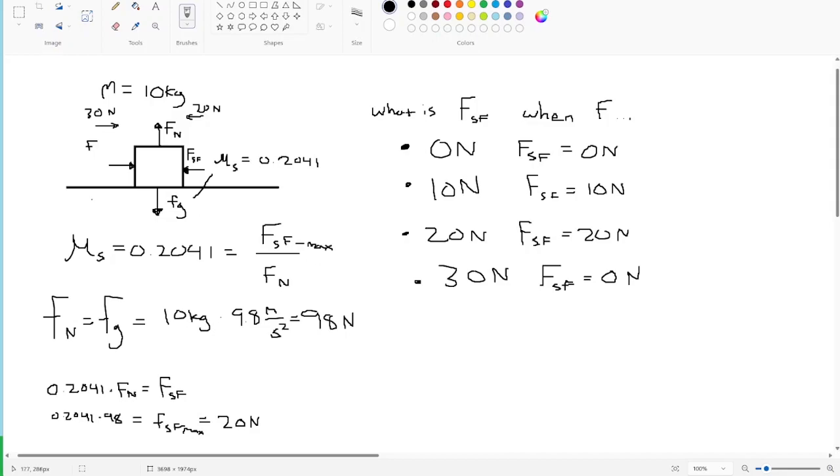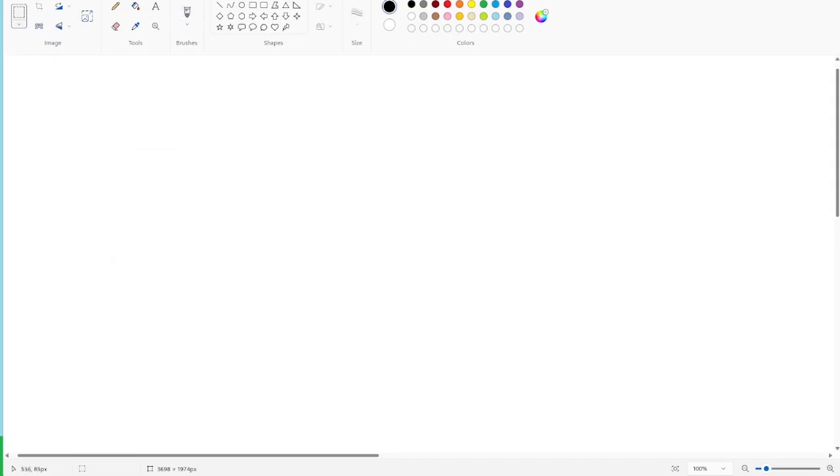Now, if we had a coefficient of kinetic friction in this case, then the force of kinetic friction will take place. Kinetic friction will ensue instead of static friction. Static friction is only present when the object is not moving. Okay, so on to the next point.